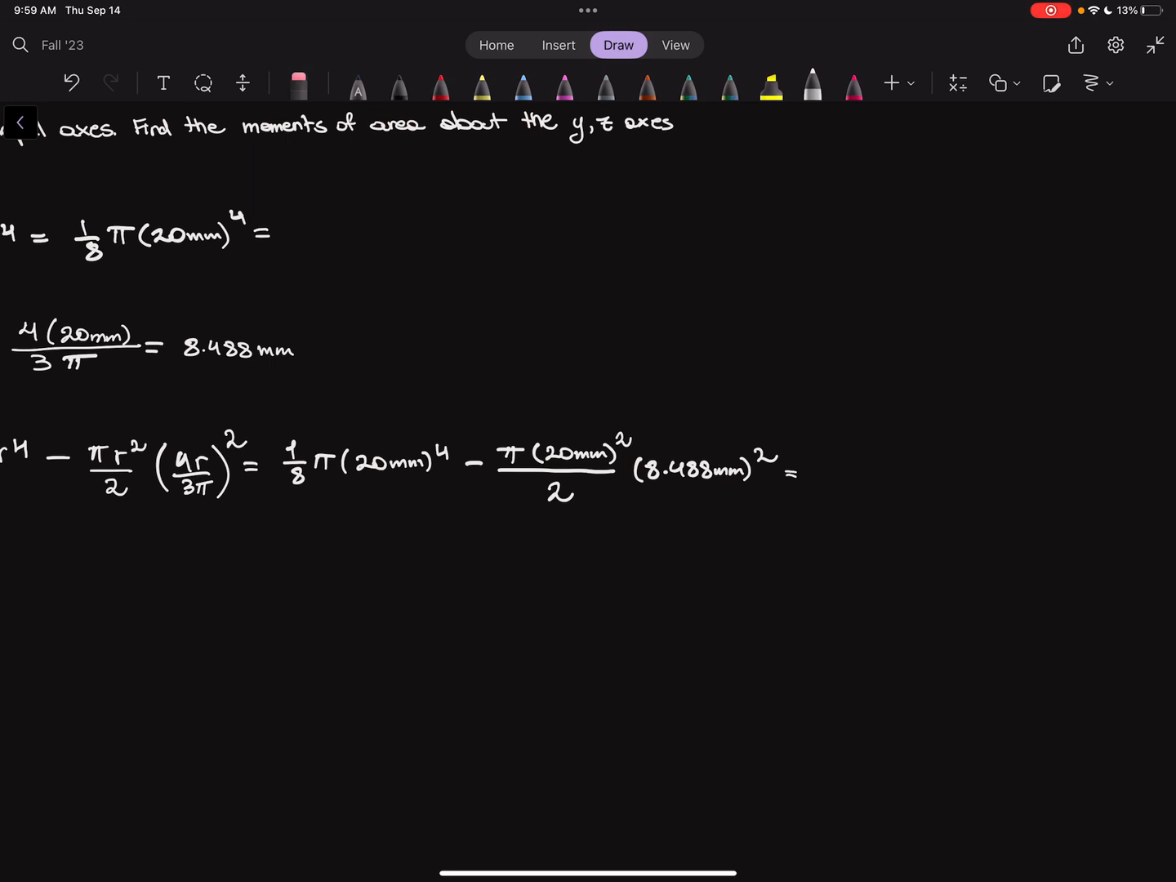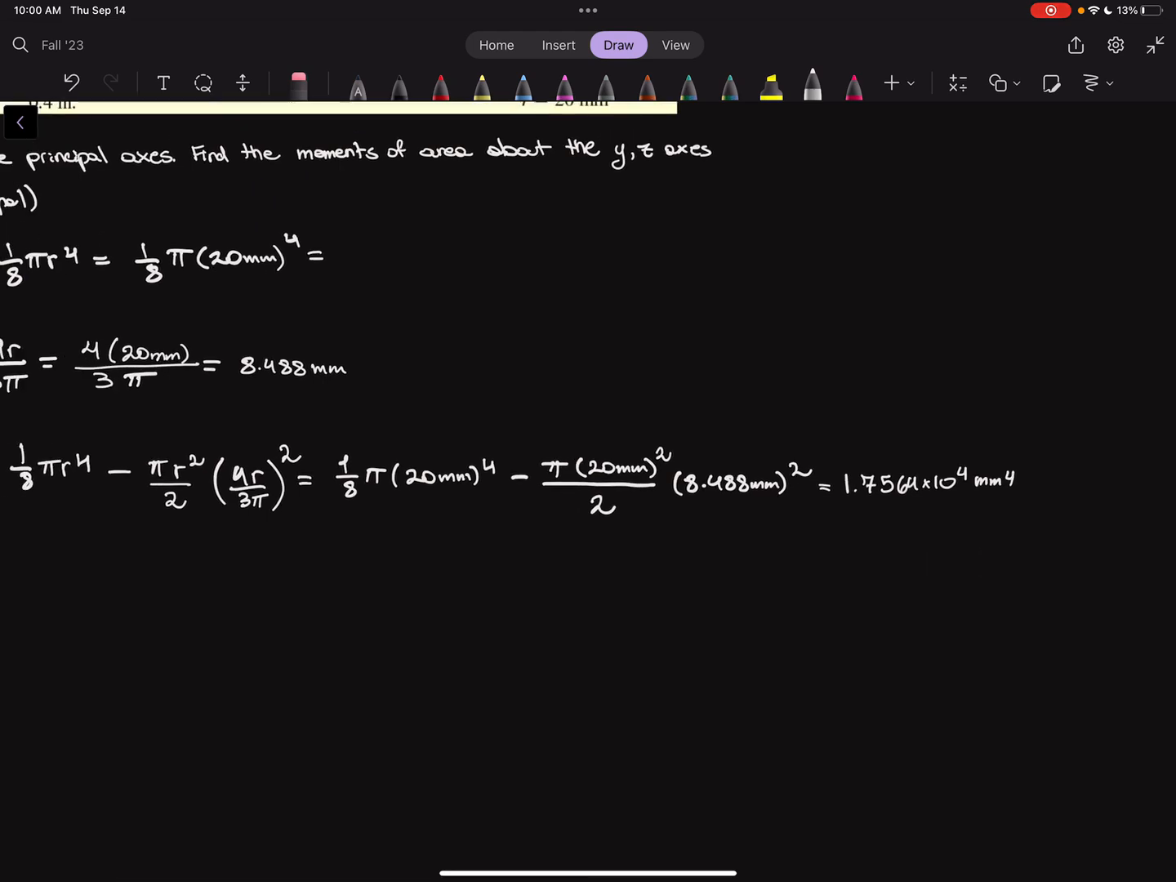So pi times 20 squared divided by 2 times 8.488 squared. Let me just check that I inputted everything correctly: 1/8 pi times 20 millimeters to the fourth minus pi times 20 squared divided by 2 times 8.488 squared. We plug that in, and what we get is 1.7564 times 10 to the 4 millimeters to the fourth.